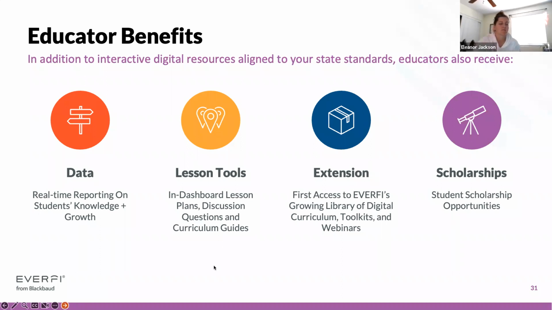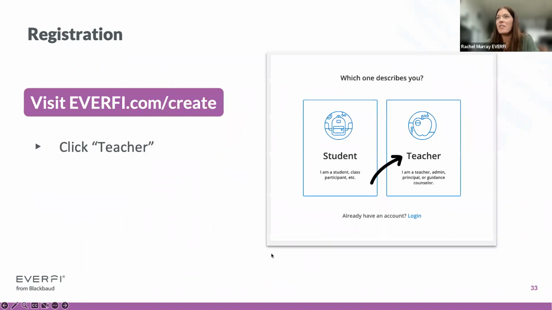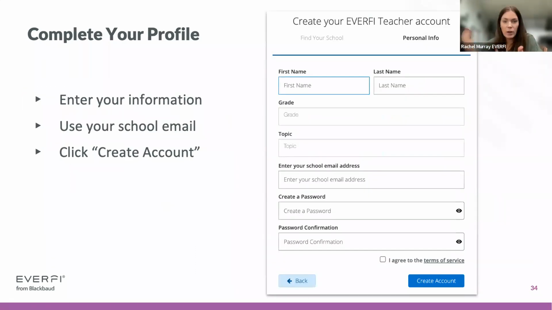Yeah. All right. Let me show you how to get access to all of this. So if your school does not use Clever or ClassLink, you will go to everfi.com/create. If your school uses Clever or ClassLink, I'll show you in a second what to do. But once you get to everfi.com/create, you click that you are a teacher, and then you have to create an account. So you put in your first name, last name, your school and your email address, and then you create your account that way.